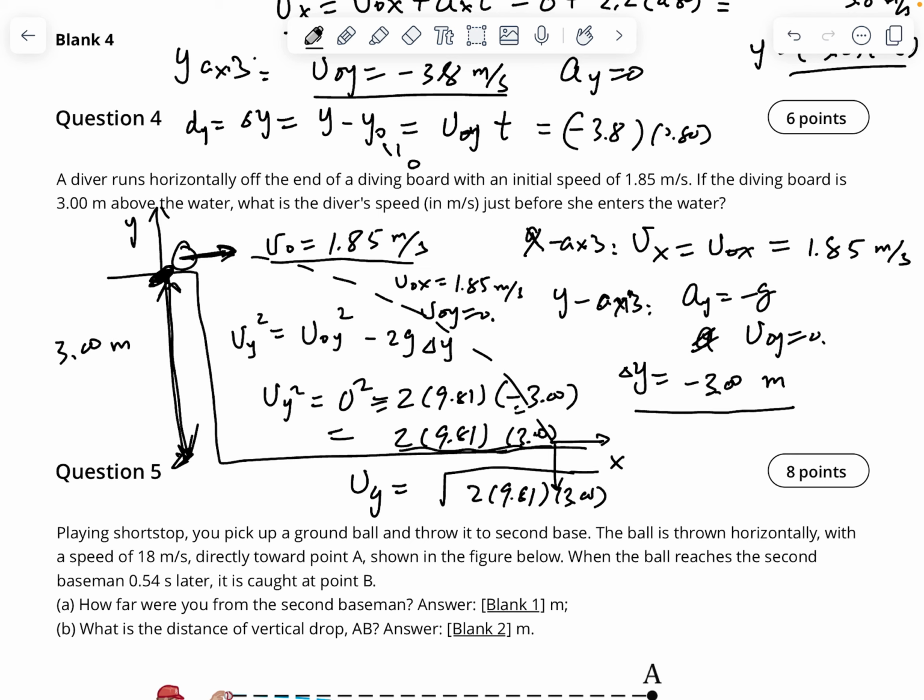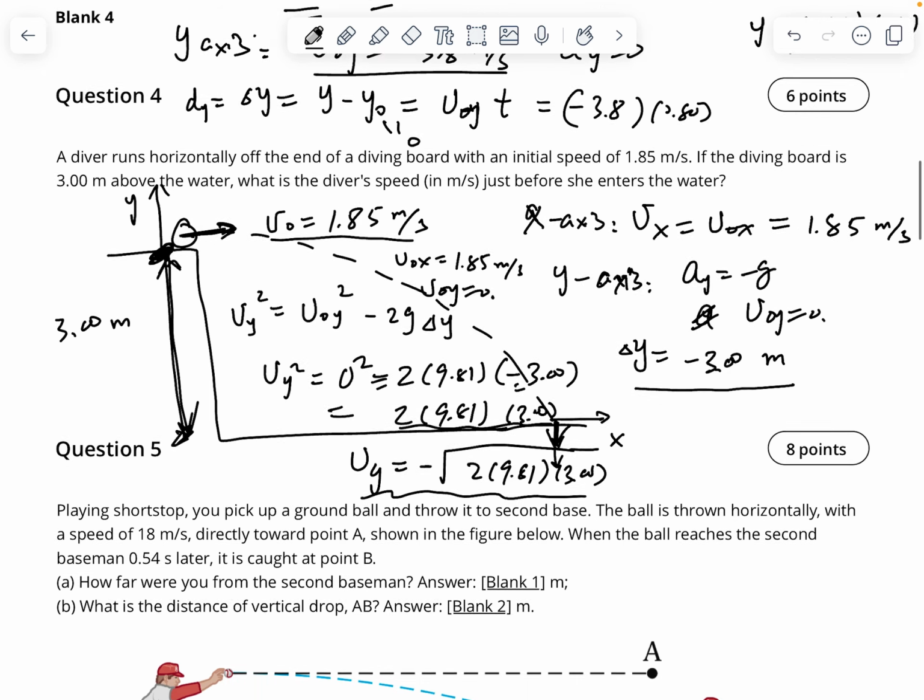But when you do a square root, you have positive and negative. In this scenario, this guy is negative, so Vy is negative, because you are moving in the downward direction, right?